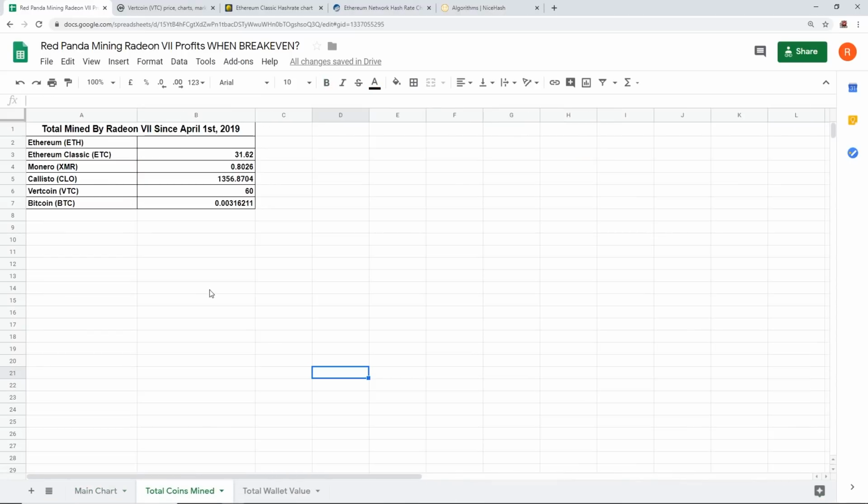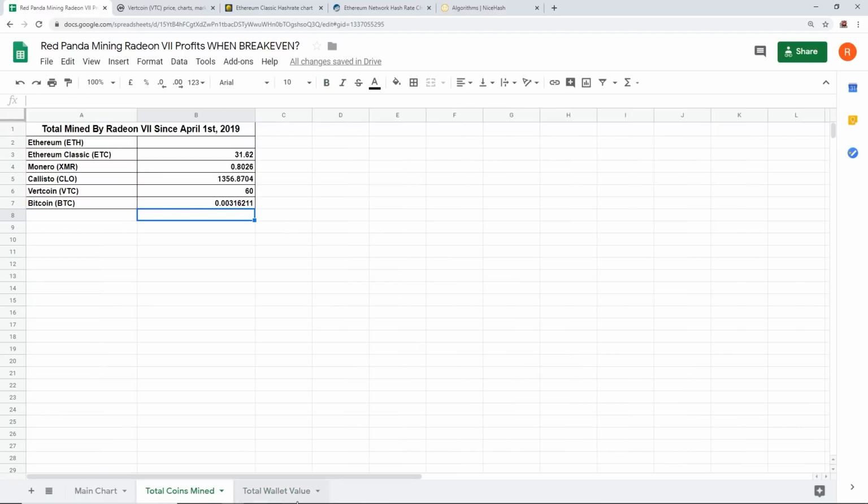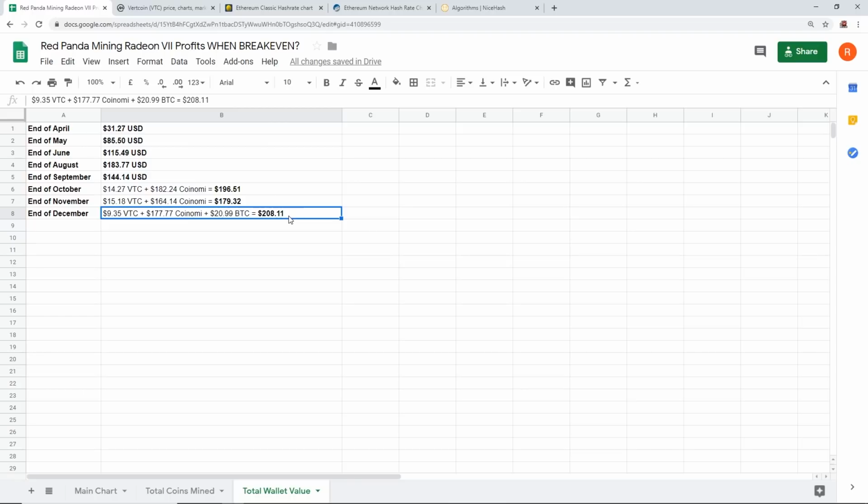Now, total. I want to show you guys the total amount of coins I've mined with this Radeon 7 since April 1st of 2019. You guys can see right here: Ethereum Classic, 31.62; Monero, 0.81; Callisto, 1300; Vertcoin, 60; and now I have 0.003 Bitcoin from this Radeon 7 in the month of December. The total wallet value of all those coins I just mentioned is now $208.11 USD, and that is if I sold everything as of making this video.